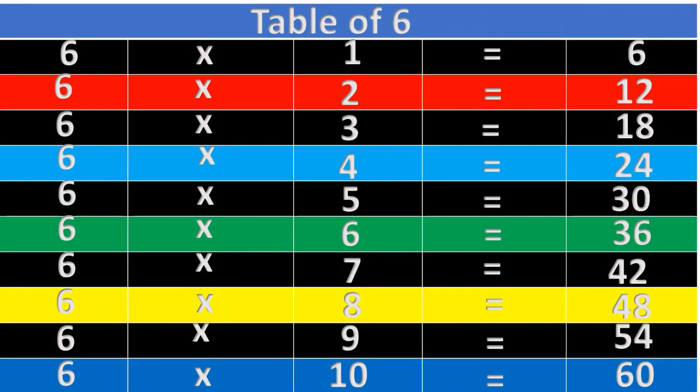Table of six. Six ones are 6, six twos are 12, six threes are 18, six fours are 24, six fives are 30, six sixes are 36, six sevens are 42, six eights are 48, six nines are 54, six tens are 60.